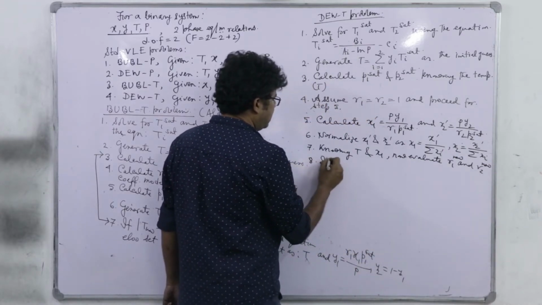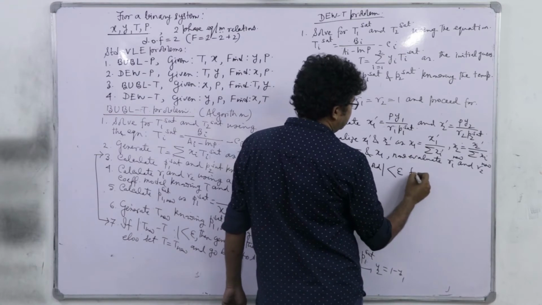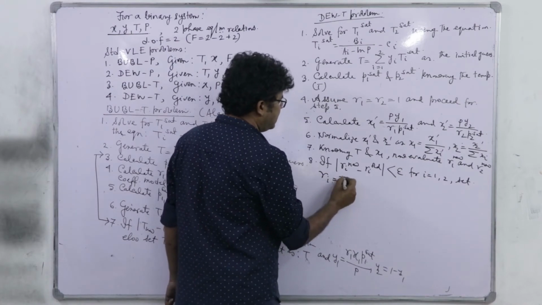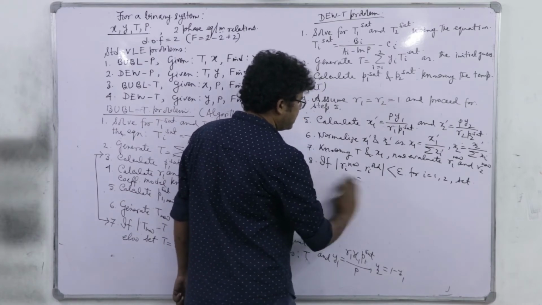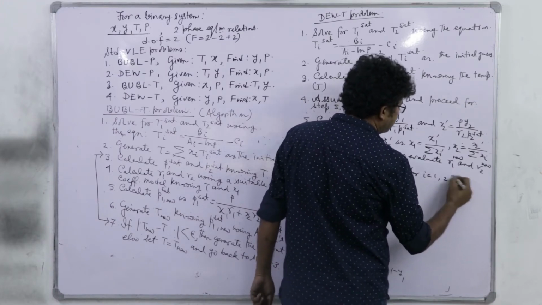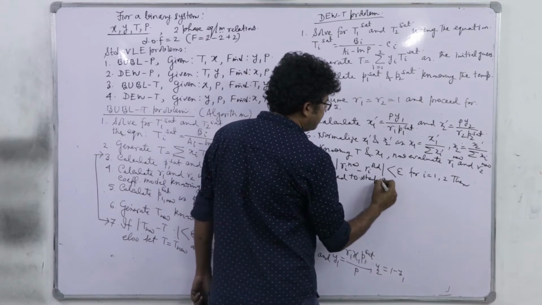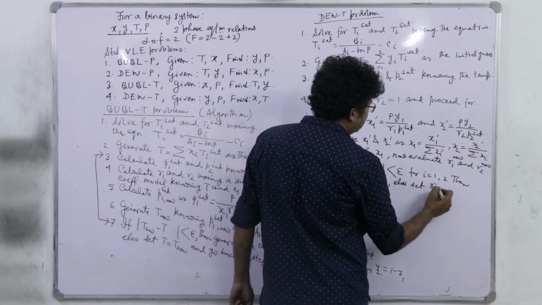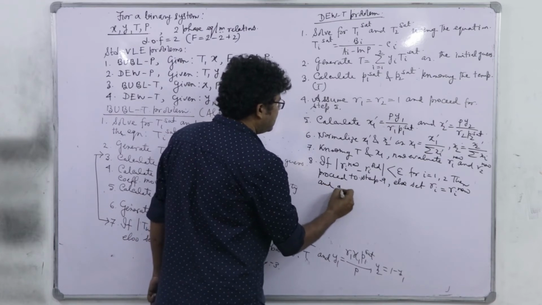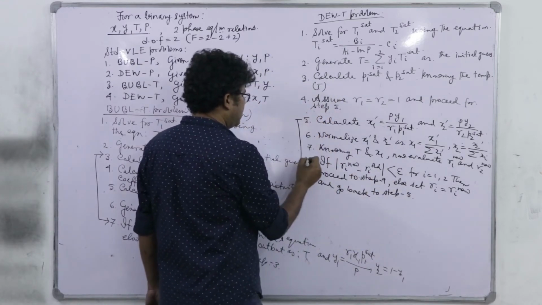Right. Next, if gamma i new minus gamma i old is less than epsilon for i equal to 1 to 2, then proceed to step 9. Else set gamma i is equal to gamma i new and go back to step 5. So, from here to here we have a do loop or for loop.